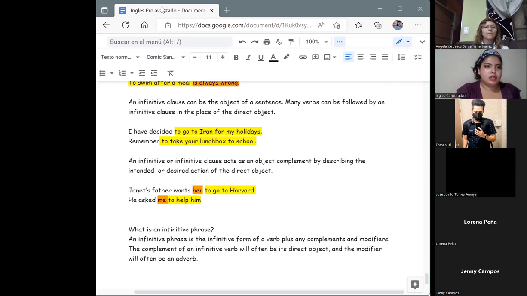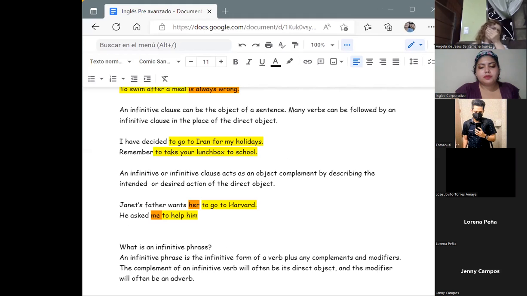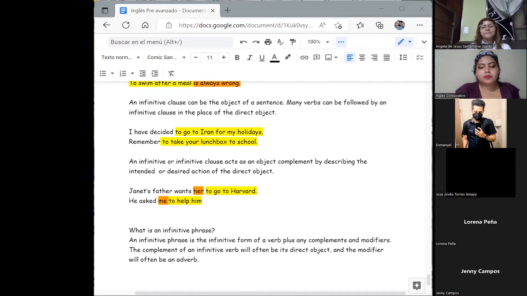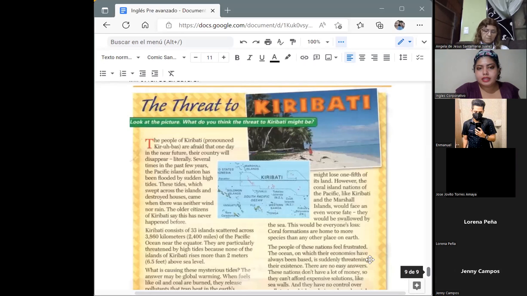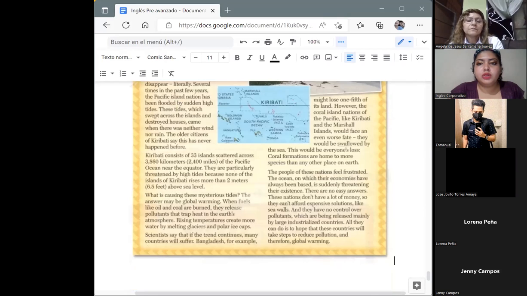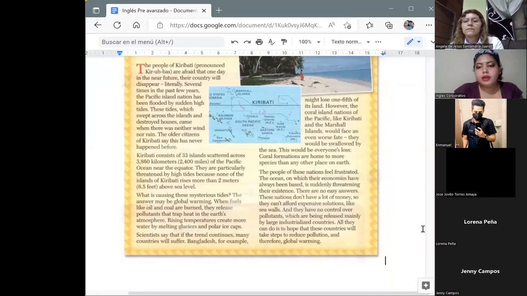So I'm going to move this a little bit, and let's see if I can find the image of an article that you have on the platform. Let me move this to the end of the document. Here, you are going to find this article on the platform, but also you are going to find it here on the document. And I need you to read this article because we are going to make a practice with this article on Monday. So I need you to read this information because we're going to use it on Monday.